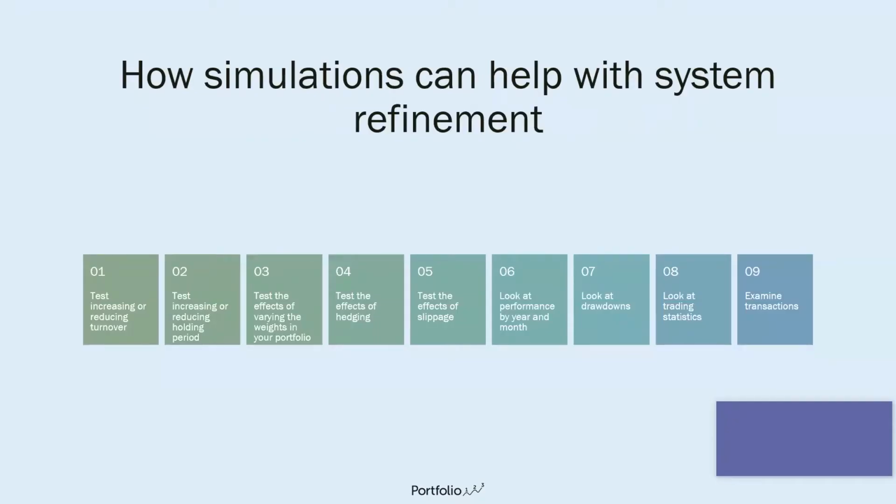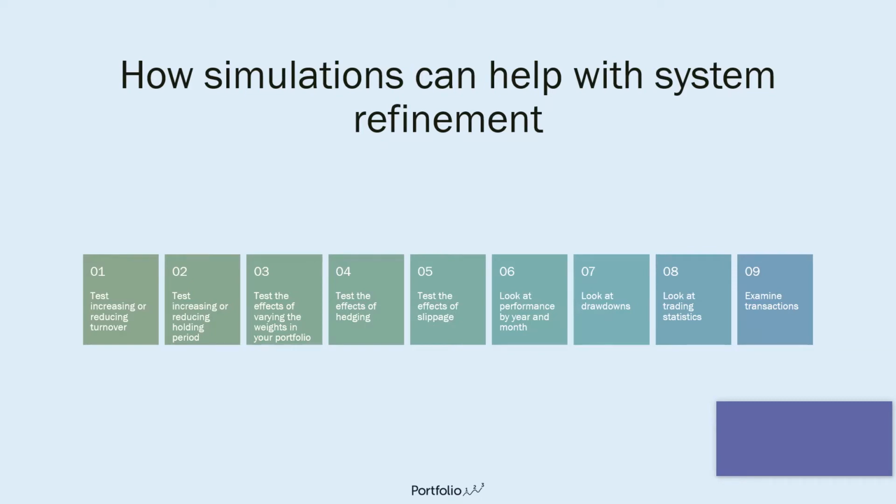I've got 9 ways that simulations can really help with refining your systems. You can test increasing or reducing turnover, test increasing or reducing your holding period, test the effects of varying the weights in your portfolio, and I'll be showing you how to do all of this stuff. Test the effects of hedging, test the effects of slippage, look at performance by year and month, look at drawdowns, look at trading statistics, and examine your transactions. That last one's really important. And I'll be going over how to do that.